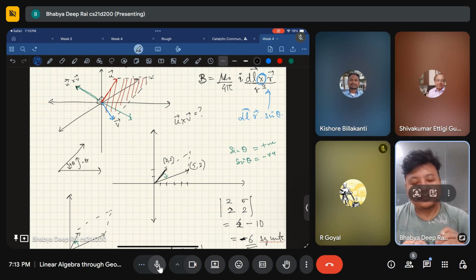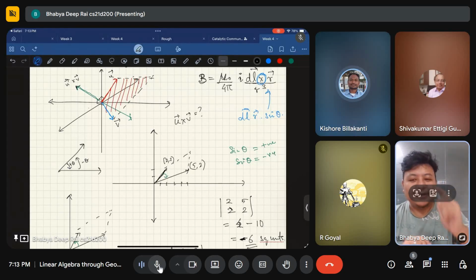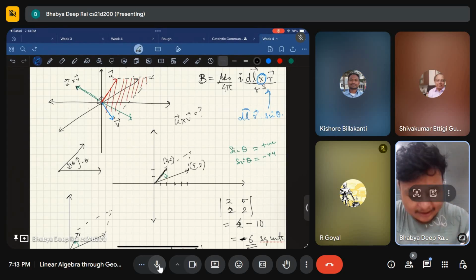Though you calculate the angle from top to bottom or bottom to top, it is the same angle, right? So where is this trick happening? The trick is happening in which one is U and which one is V. You get it? Which one is U, which one is V?